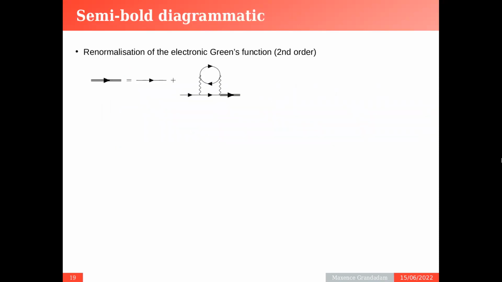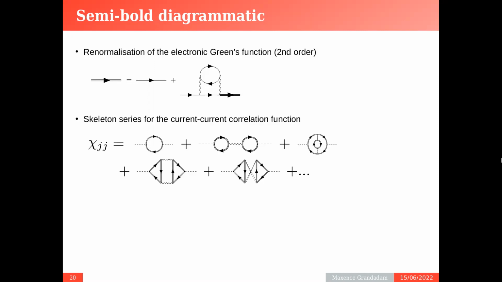So the idea was then to use bold diagrammatics, where we can actually renormalize our electronic Green's function by including some self-energy correction. Here is an example where we truncate the series at second order. Because these diagrams have a finite imaginary part, it will regulate the computation. In this case, the current correlation is then given by what we call the skeleton series, which is the same as previously, but where we removed the self-energy inclusion to avoid the double counting and so on.